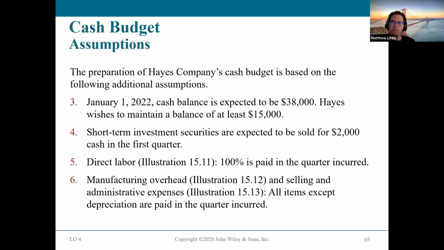So let's look at some other assumptions. January 1st, 2022, let's say we had cash of 38,000 and we don't want to get below 15. We have short-term investments expected to be sold for 2,000 during Q1. Direct labor, 100% is paid in the quarter incurred. Manufacturing overhead, selling admin expenses, they're all paid in the quarter incurred. Obviously not depreciation, because that's a non-cash item, if you recall from previous accounting courses.